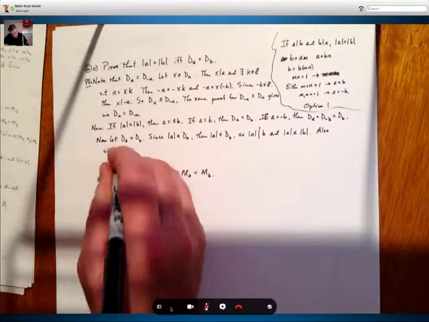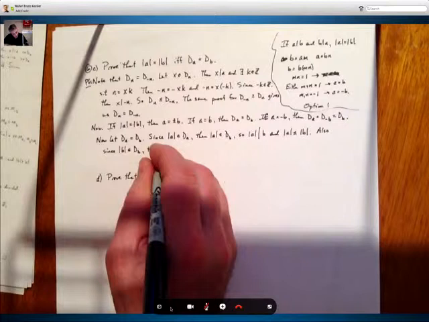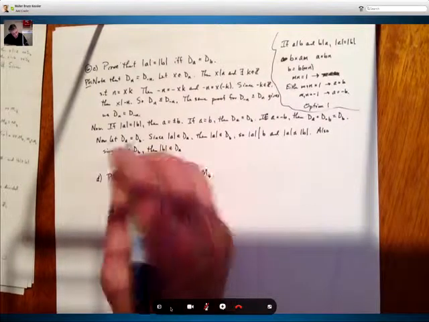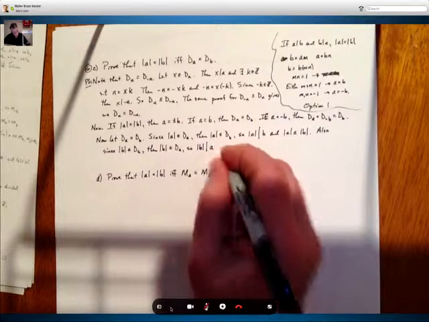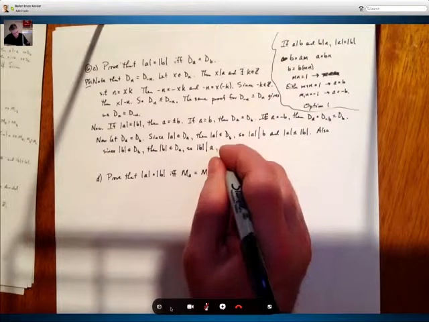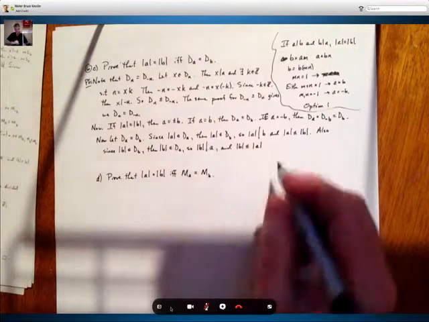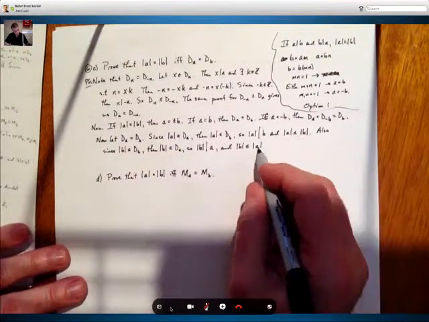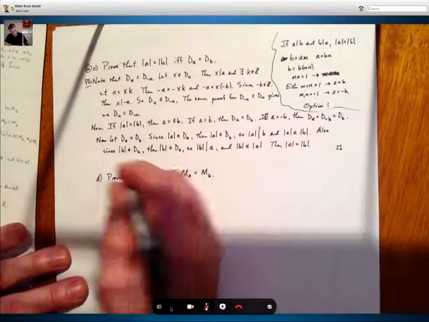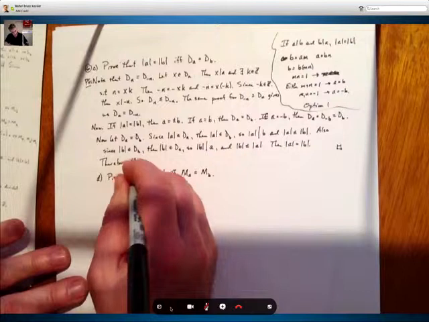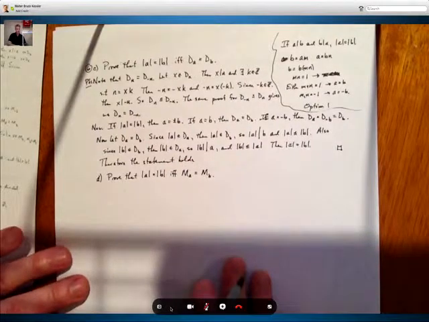And so I think you know where I'm going with this. Also, since the absolute value of B is in the divisors of B, and the absolute value of B is in the divisors of A because they're equal, the absolute value of B is a divisor of A. And that means the absolute value of B is less than or equal to the absolute value of A. The magnitude has to be less than A. So if that's less than or equal to this, and this is less than or equal to that, then they're equal. Therefore, the statement holds.